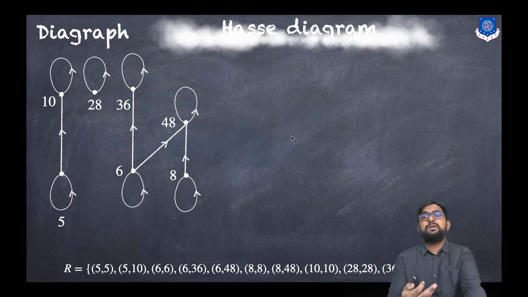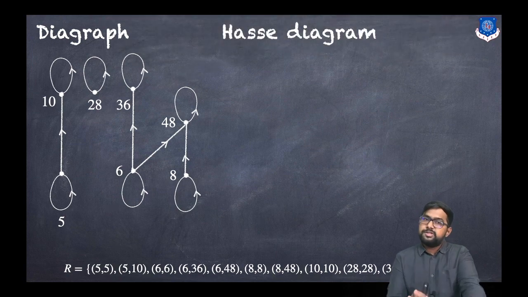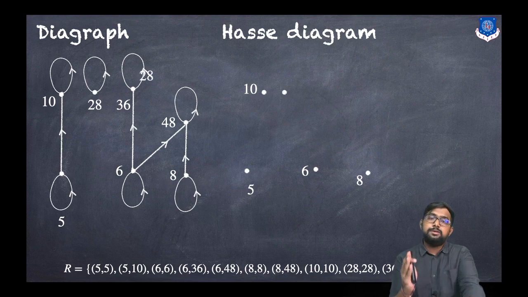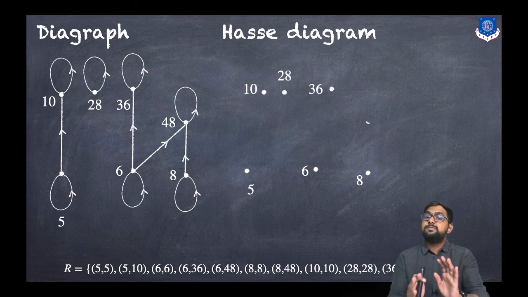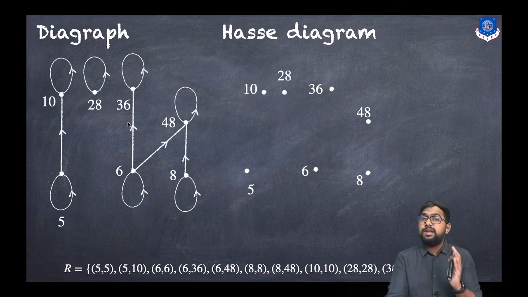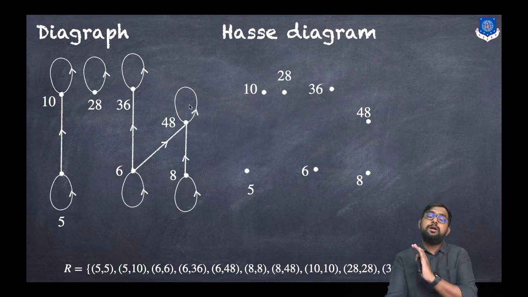Now we will construct a haze diagram. Fine. So the first step, all the points will be the same. So all the points will be as they are. So that means 5, 6, 8, 10, 28, 36 and 48. Now for the haze diagram, the first step is to remove self loops, as the relation is already a reflexive relation. So here in the diagram, how many self loops are there? There are 7 self loops. So in the haze diagram the self loops will be removed.